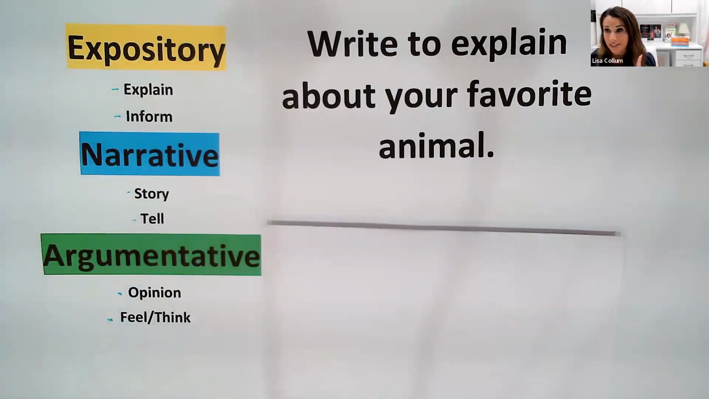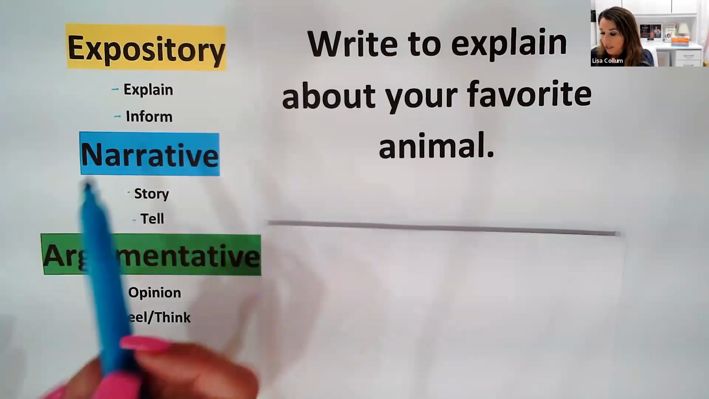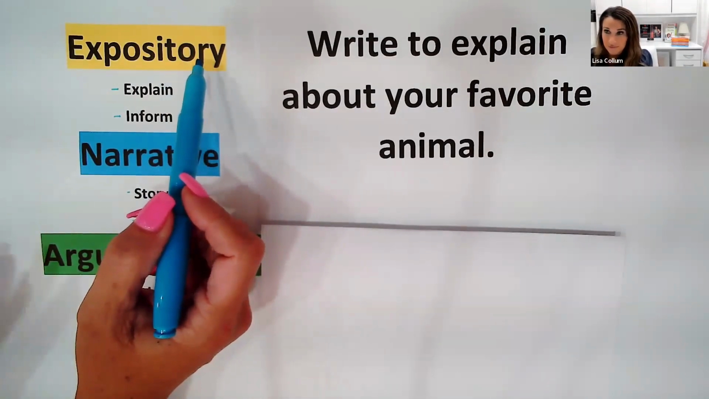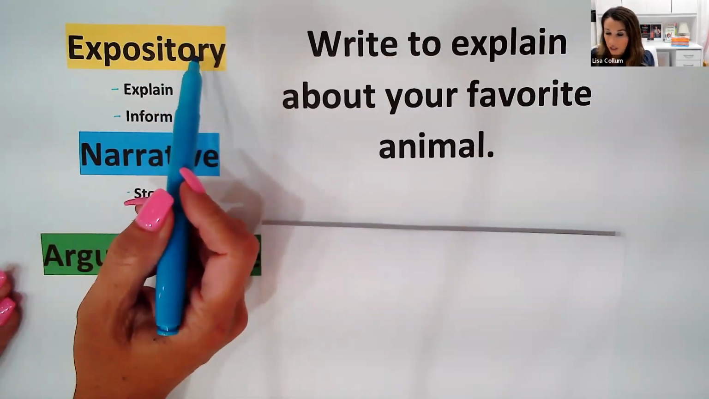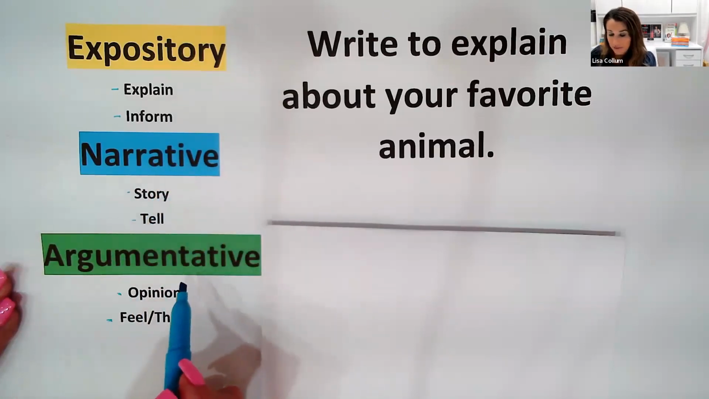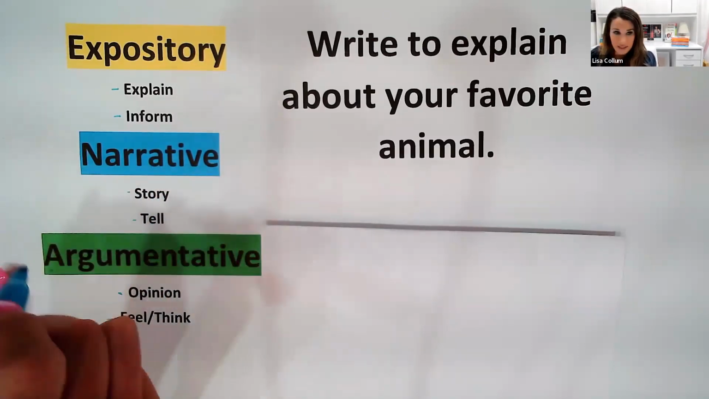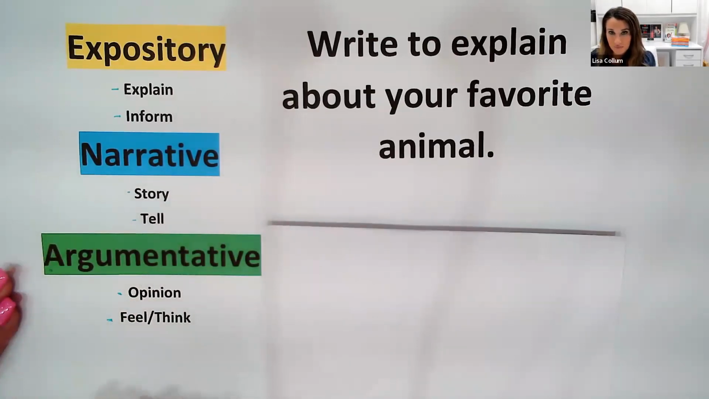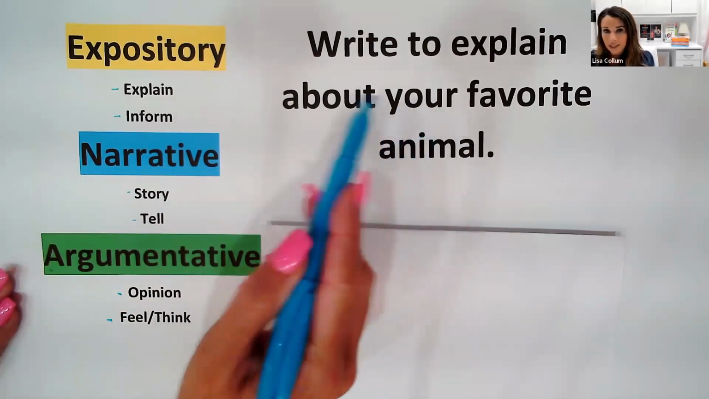Now, I did forget to tell you that the keyword could also be the type of writing. So if it says expository, that's also a keyword for expository. Or if it says write a narrative, you know you're writing a narrative. Or it could just say write an argumentative. So this word is a keyword for it as well. Okay, now, what keyword do you see?